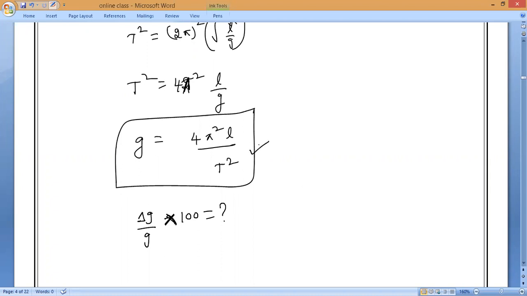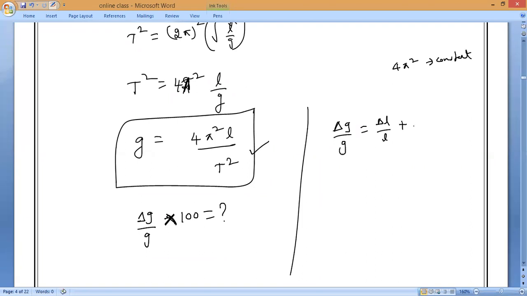So now we have already done powers. How to write this one? Tell me. Delta G by G is equal to, 4 pi square is a constant. Then what else is there? Delta L by L, next plus T square is there, so 2 into delta T by T. Clear? Any doubt in this? All of you understood?